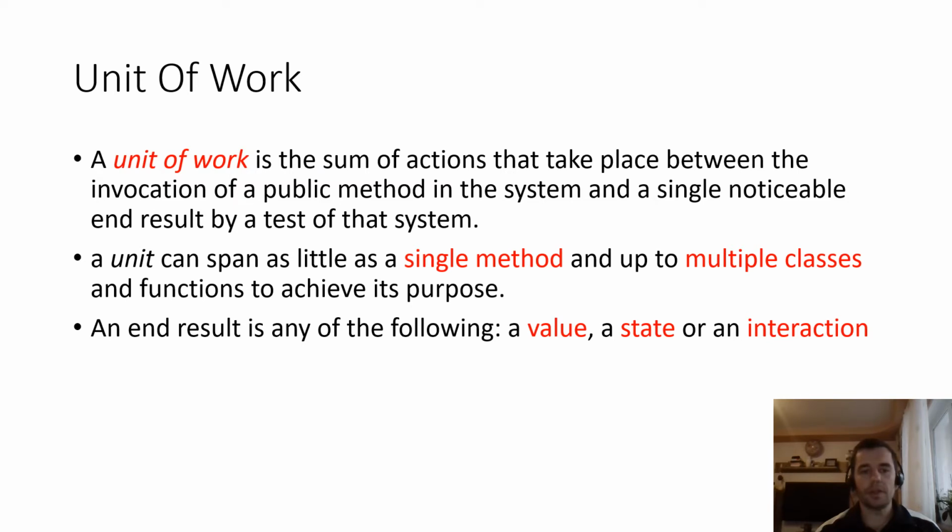The unit of work is a sum of actions which takes place between the invocation of a public method, usually, and a single noticeable result. So the unit can span a single method or multiple classes and functions to achieve its purpose. So what is the result of such a unit of work? It's a value, a state, or an interaction.